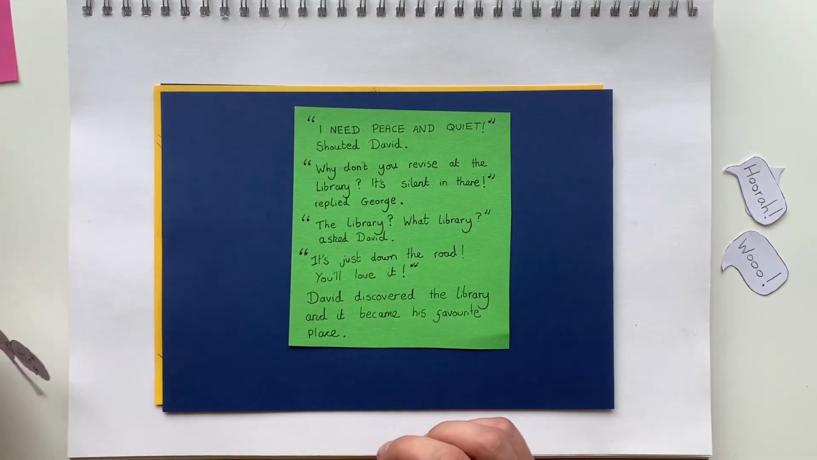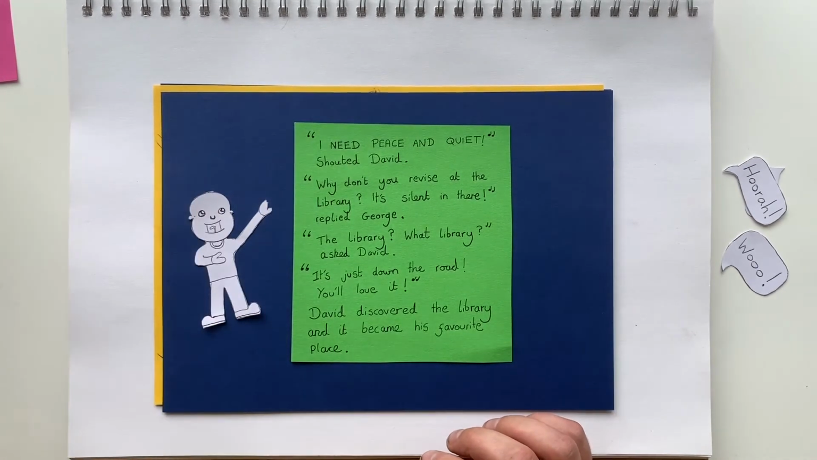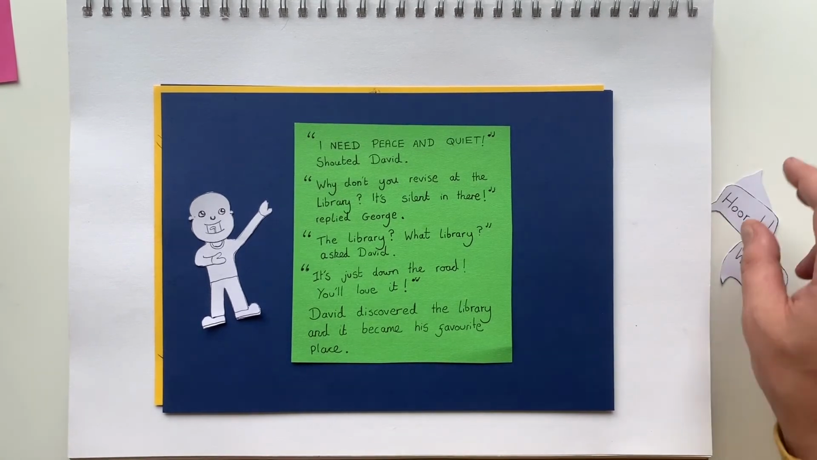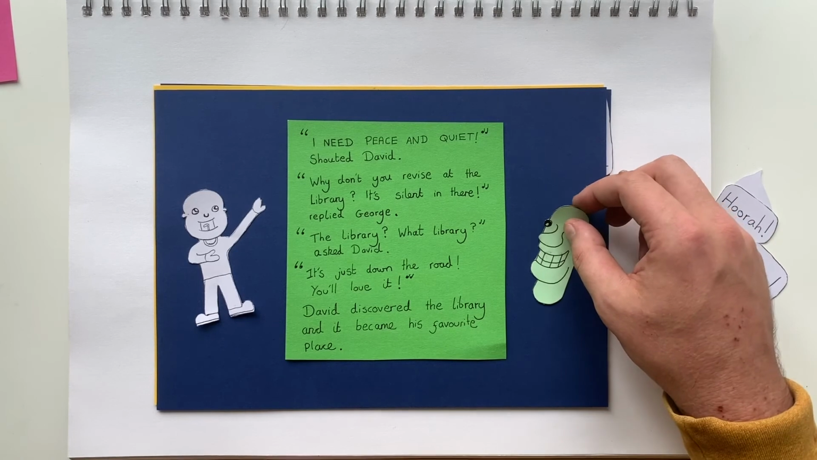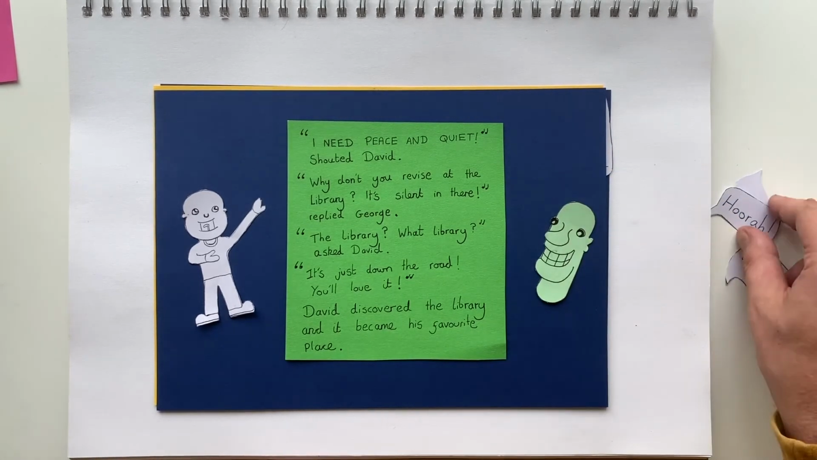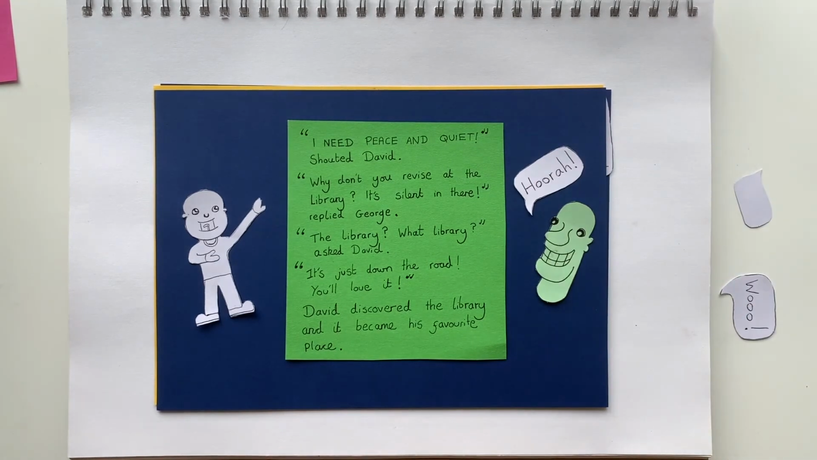Next part of the story. I need peace and quiet, shouted David. Why don't you revise at the library? It's silent in there, replied George. The library? What library? Asked David. It's just down the road, you'll love it. David discovered the library and it became his favourite place. Another very simple illustration for that part of the story.